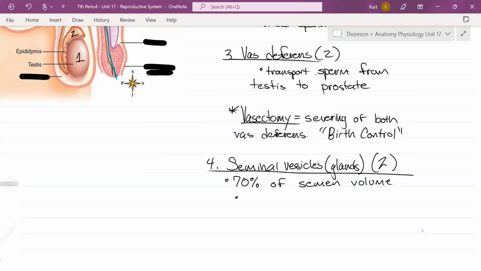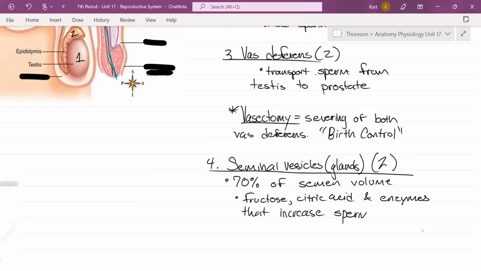These seminal secretions include fructose, which is sugar, which is like energy for the sperm, citric acid, which is also energy, and enzymes that increase sperm motility, which is their ability to swim, and fertilizing ability. So they're basically getting a power up and they're getting protection.